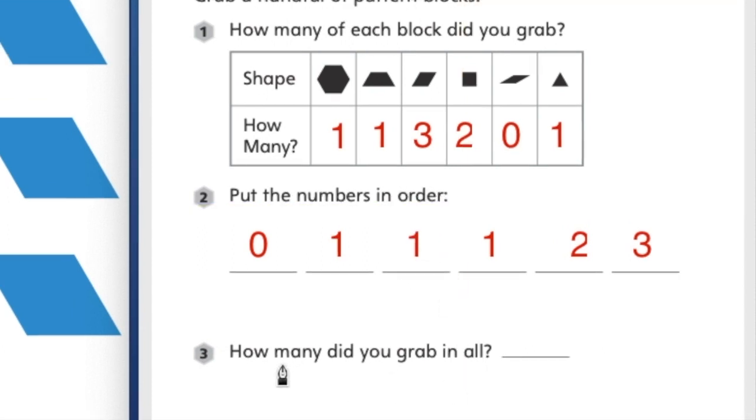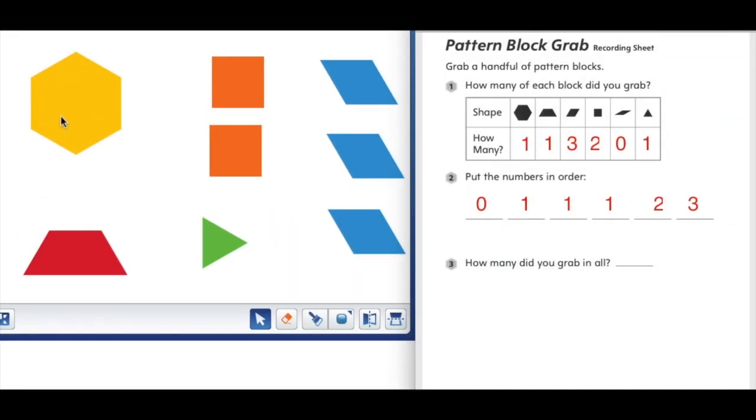And the last question says, how many did you grab in all? I want to count how many blocks I have all together, or 0 plus 1 plus 1 plus 1 plus 2 plus 3. Let's go over here and count my blocks. Count them with me. Get ready. 1, 2, 3, 4, 5, 6, 7, 8. How many blocks did I grab in all, friends? That's right, I grabbed 8 blocks in all.